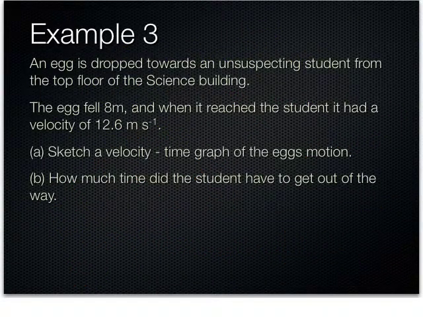Okay, so an egg is dropped towards an unsuspecting student from the top floor of the science building. The egg flew 8 meters when it reached the student and had a velocity of 12.6 meters per second. Sketch a velocity time graph for the egg's motion. How much time does the student have to get out of the way? Okay, so let's say we're going to look at what's going to happen here. Sketch a velocity time graph.